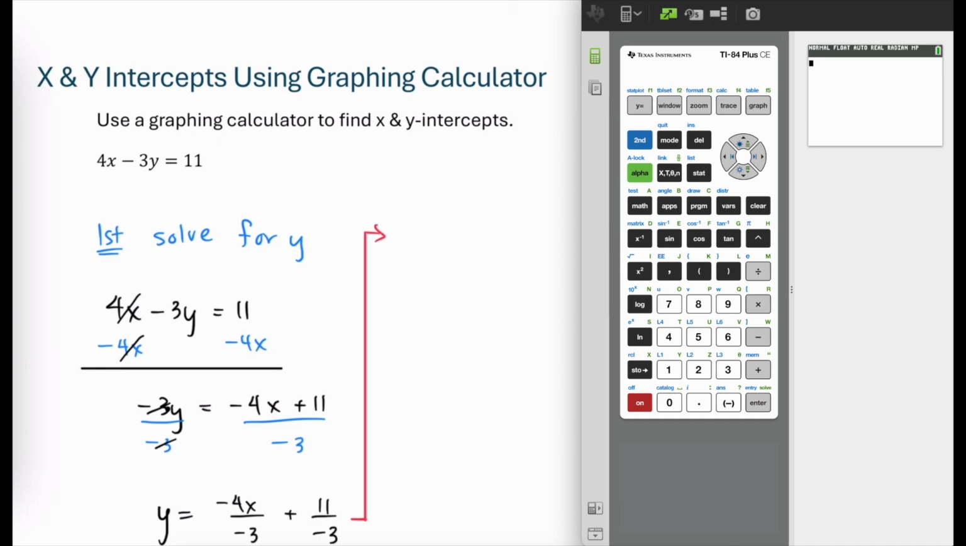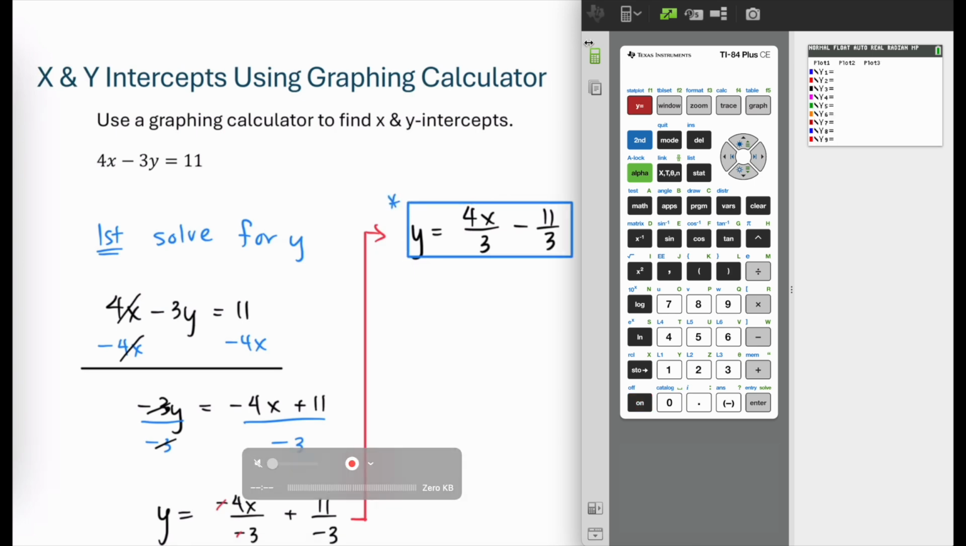So what we end up with on the left-hand side here is y is equal to, these two negatives are going to cancel each other out, and we'll end up with positive 4x over 3, or we could also write 4/3 x. Plus negative 11/3 can be written as minus 11/3, and this is the equation that goes into our calculator. So now let's select y equals in the top left-hand corner, and we'll input our equation.